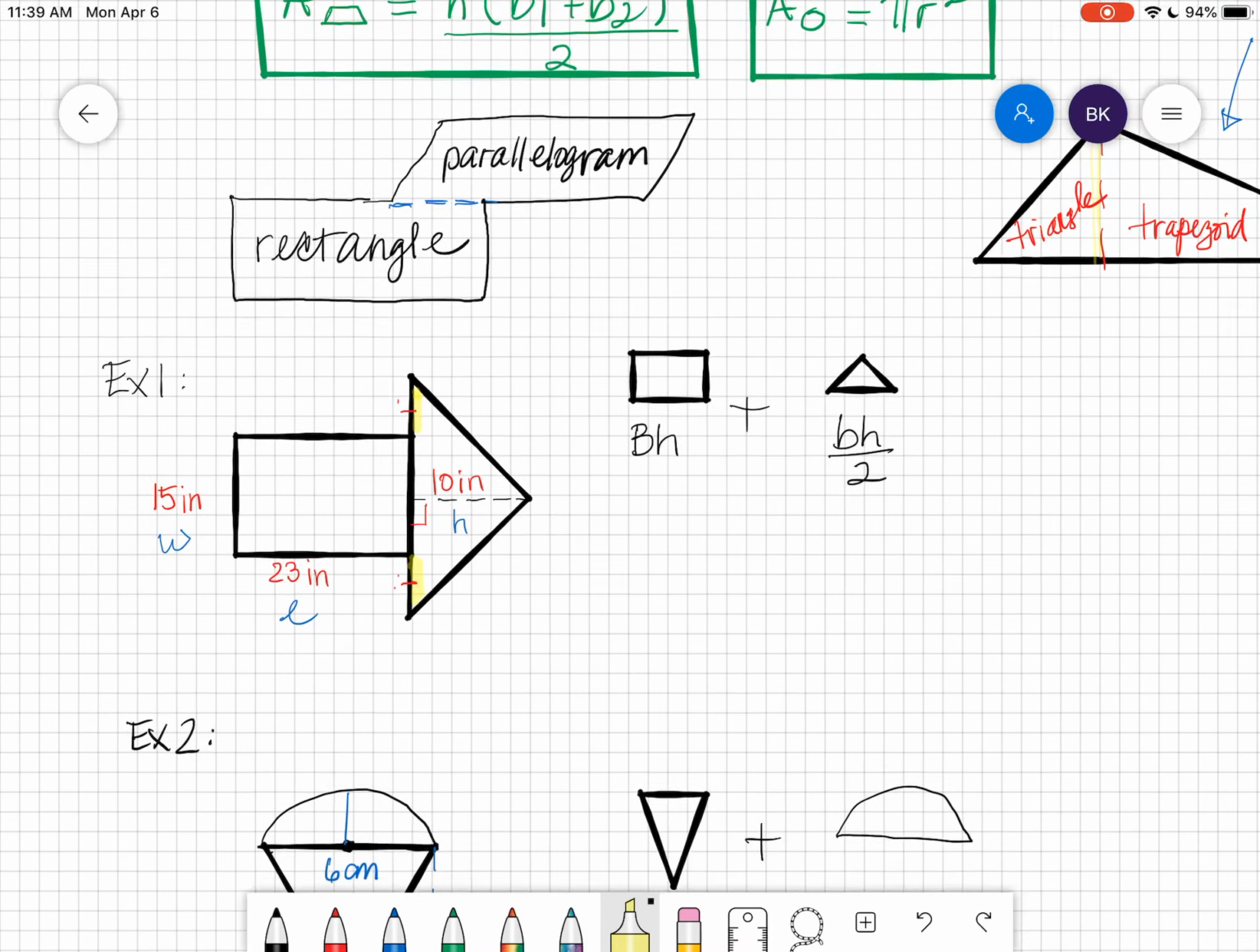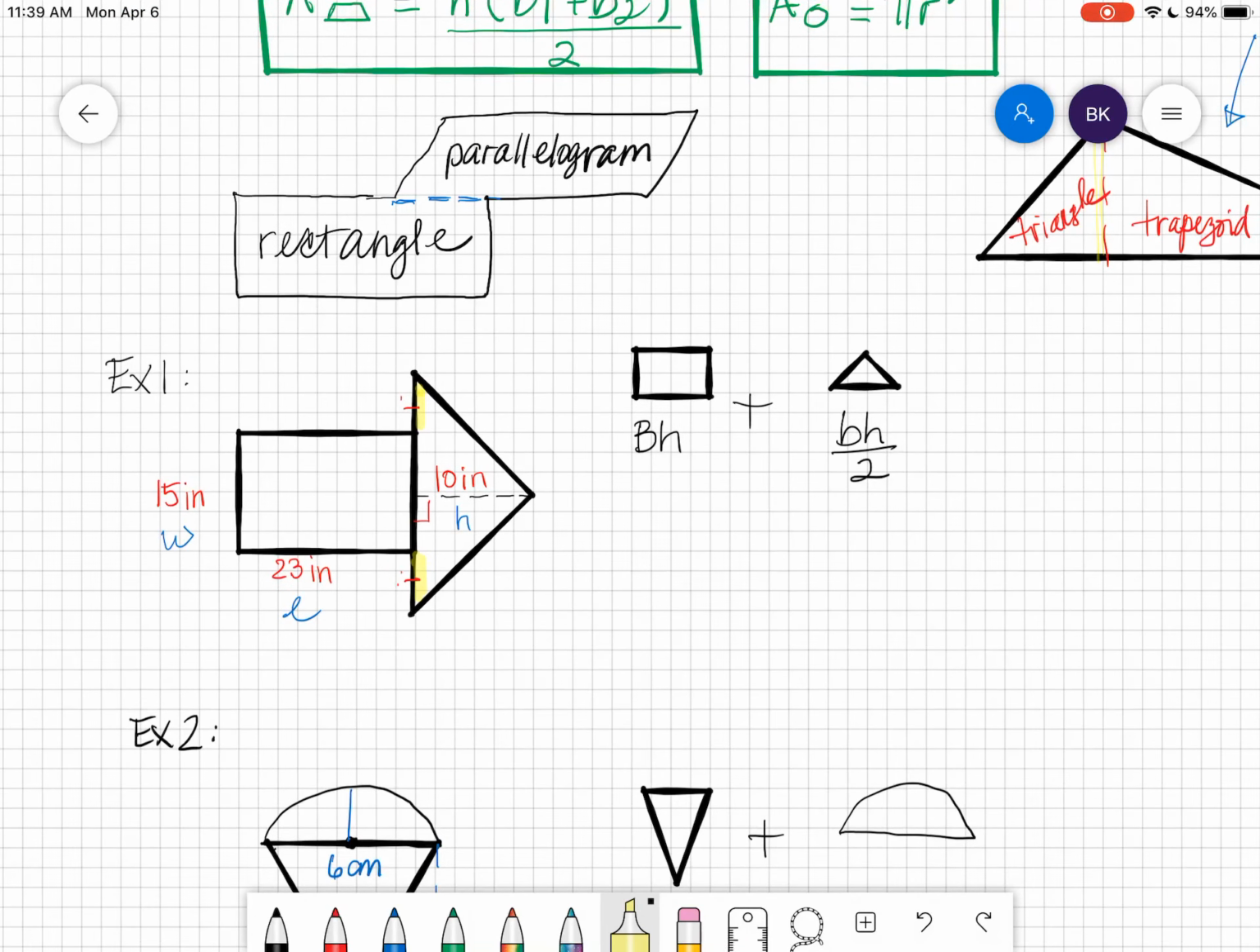Okay, so let's move on to the first example. We have this composite figure. I see two shapes. One is a rectangle, and the other one is a triangle. I'm asking you to find the area of the entire composite figure. So let's take a look. Rectangle is, how would we find the area? Base times height. And how would we find the area of the triangle? It's base times height divided by 2.